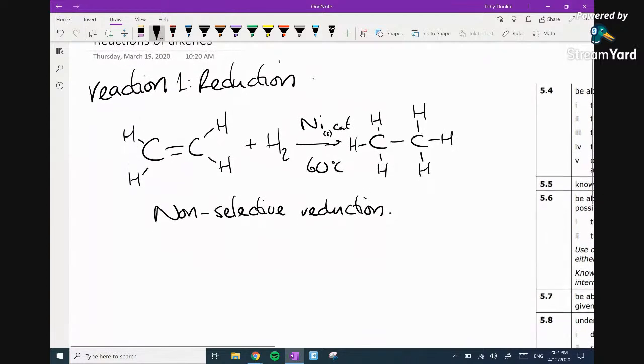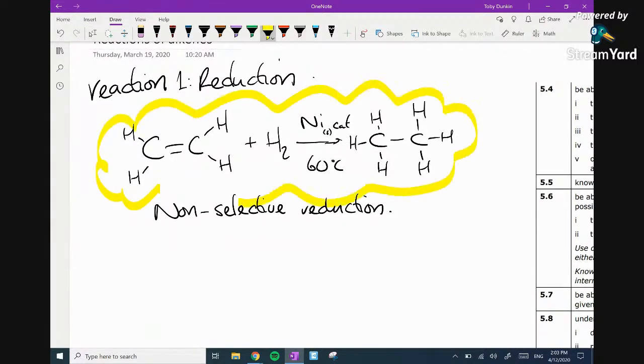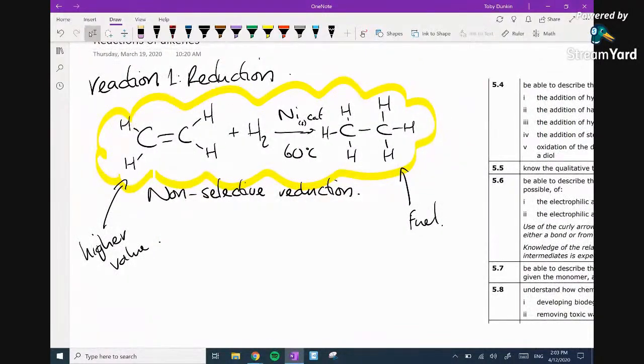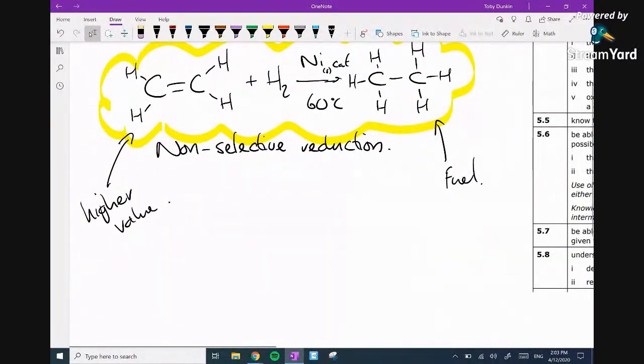But this particular reaction that I've given you, this one here, would be absolutely pointless. The reason being is that the reactant has a higher value than the actual product. Because this is going to get used as fuel. We know that ethane's used as a fuel. It's a hydrocarbon, it's going to burn. Whereas the alkene is going to be used for making polymers, and that has a much greater value. So you'd be turning something of a higher value into a lower value. You'd never do that. That is a frivolous bit of chemistry right there.